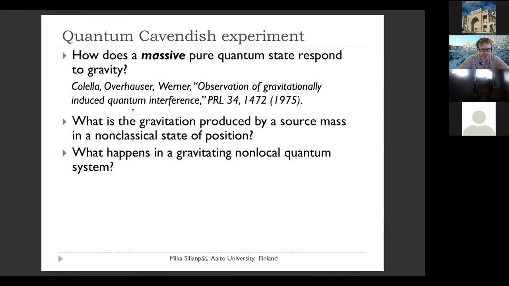The first question to try to answer is, if you have a pure quantum state, how does that respond to gravity? The answer has been known since 1975. And the answer is boring: you just add the gravity as an extra potential, which will change the phase of the wave function. But this was done for individual neutrons. But then if there's the word massive here, what happens? I don't know. Worth checking.